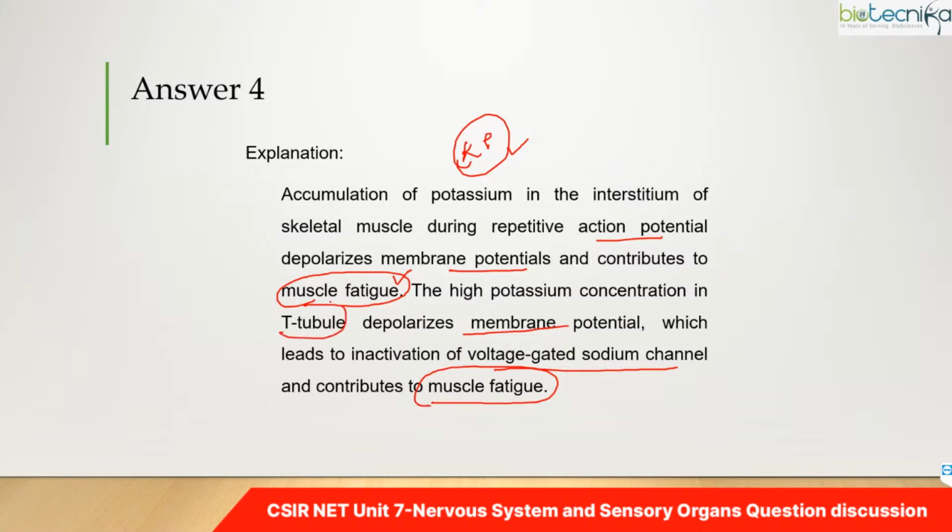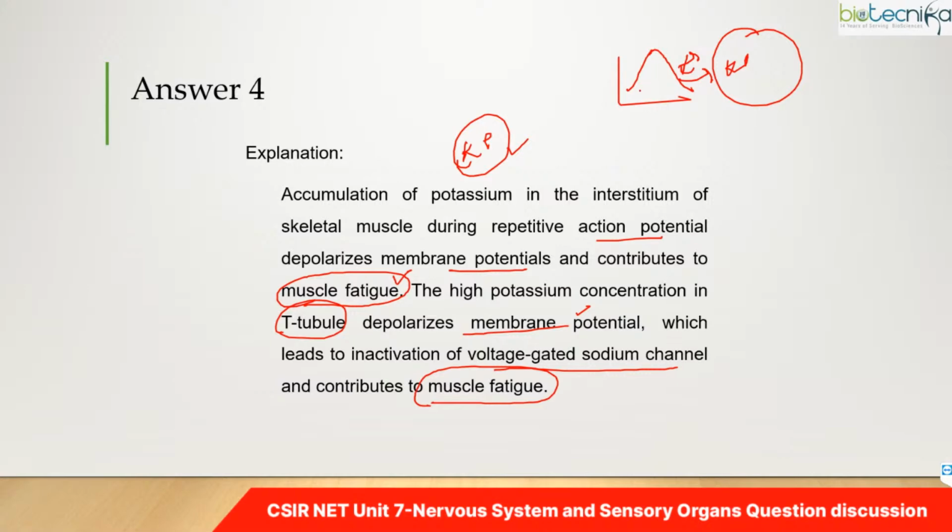So this T tubule is basically the muscle fibers that are present over there. The high potassium concentration in the T tubule will depolarize the membrane potential. If potassium levels are very high, now what happens? When we talk about depolarization and repolarization, during repolarization the potassium has to move out, right? Now there is more and more potassium outside, so because of that it will lead to muscle fatigue. It will depolarize the membrane potential, which leads to inactivation of the voltage gated sodium channel.